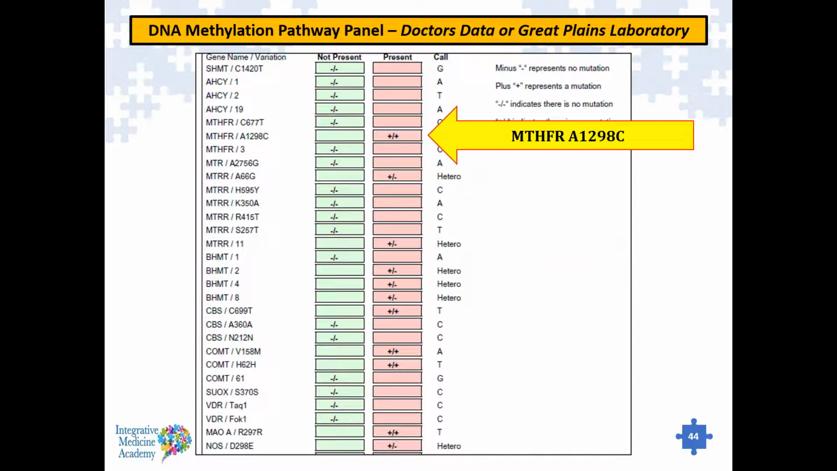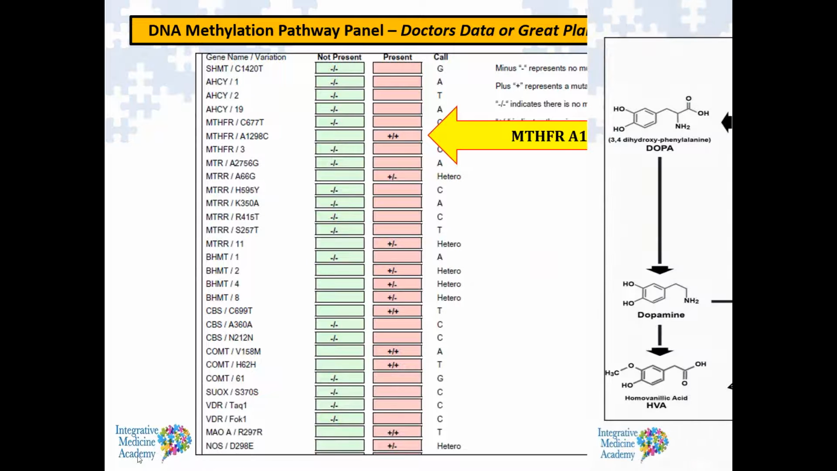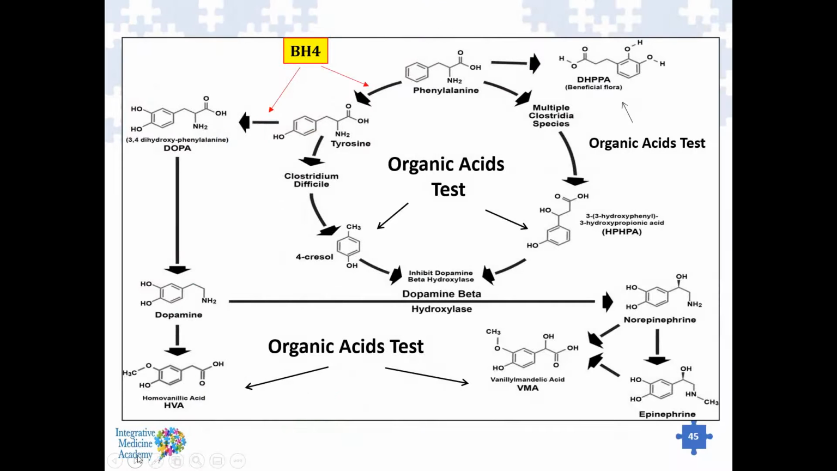This is a panel that Great Plains has. It's also linked to doctors' data. A fair amount of people, I see a fair amount of autistic kids, have either heterozygous or homozygous mutations in their MTHFR A1298C. And this is the one that has a strong relationship to things you can sometimes see on the neurotransmitter section of the OAT. BH4 is a cofactor for the conversion of phenylalanine to tyrosine, and tyrosine to dopa.